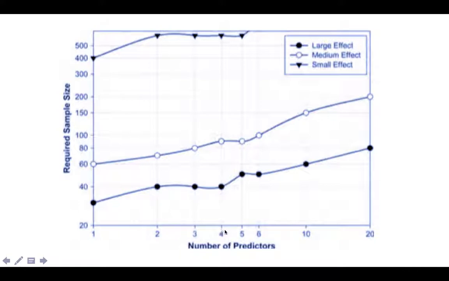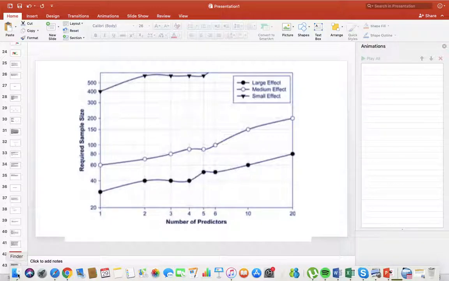So for example, if you have 6 independent variables or 6 predictors and you expect to have a large effect, then you have to have around 50 participants, a sample of 50. If you expect to find a medium effect, then you need to have 100 participants, or if you expect to find with 6 predictors a small effect, then you need to have more than 600 participants. Okay, let's try this in SPSS.